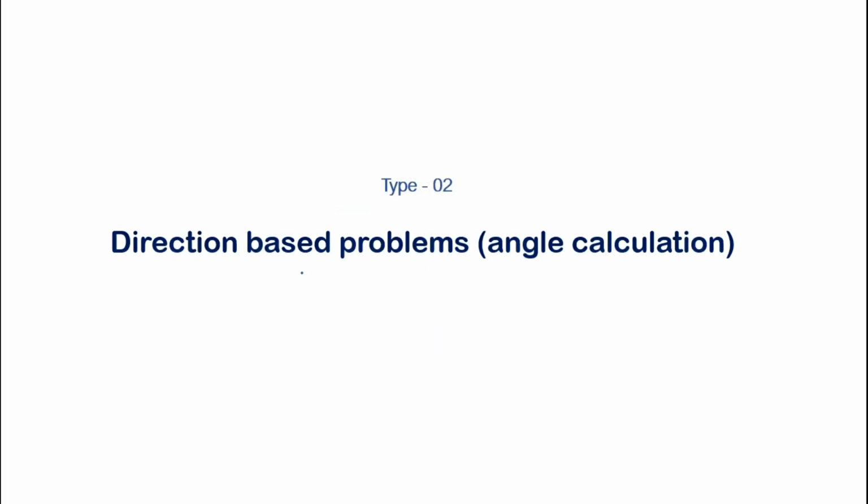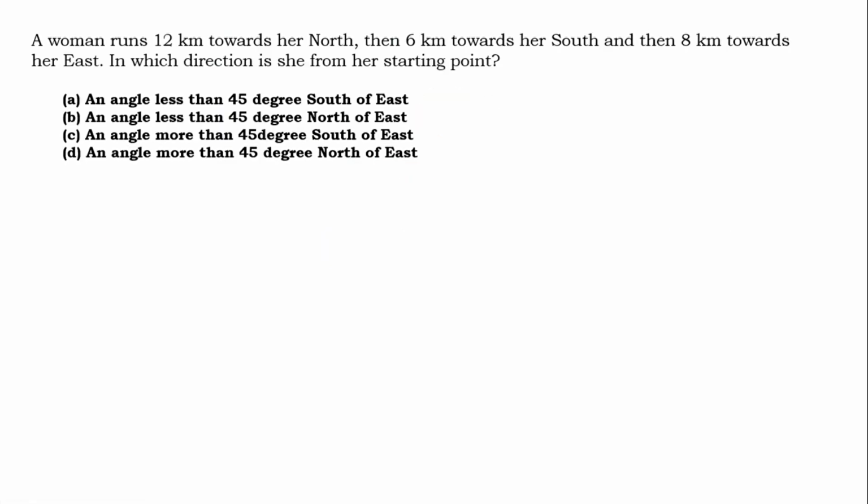The next type is direction based problems where you have to find the angle. For this type of questions you have to find the angle like 45 degree northwest or 45 degree southwest from the starting point. Let us see some examples. Read the questions. A woman runs 12 km towards her north and 6 km towards her south and then 8 km towards her east. In which direction is she from her starting point?